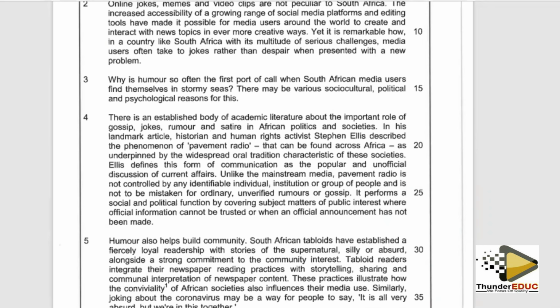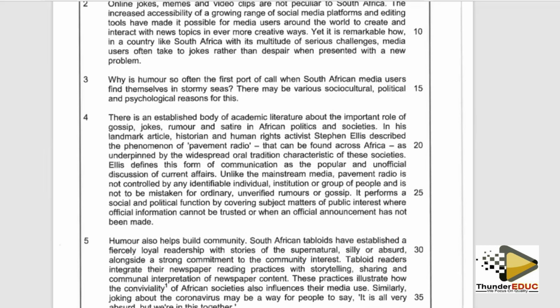In his landmark article, historian and human rights activist Stephen Ellis described the phenomenon of pavement radio that can be found across Africa as underpinned by the widespread oral tradition characteristic of these societies. Ellis defines this form of communication as the popular and unofficial discussion of current affairs.